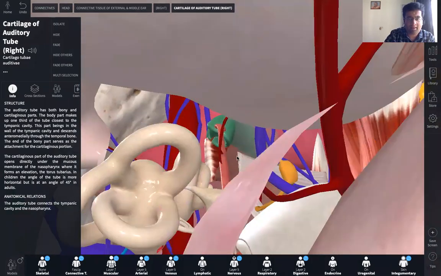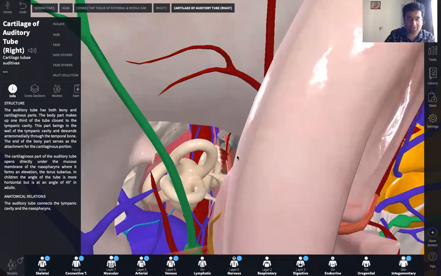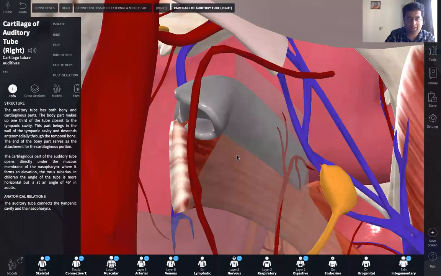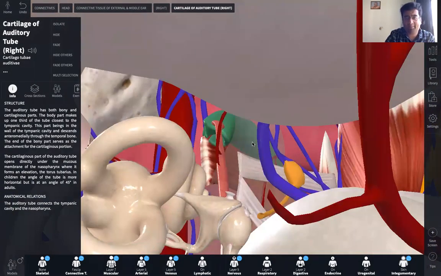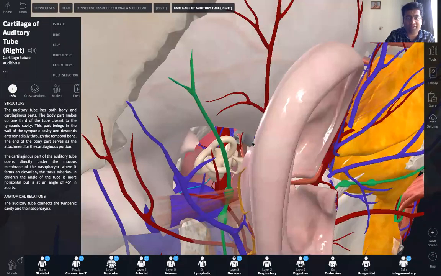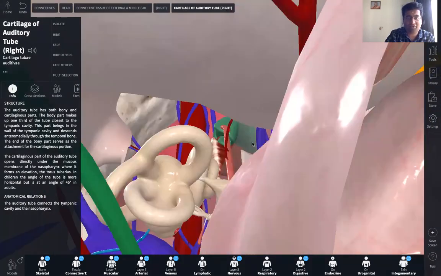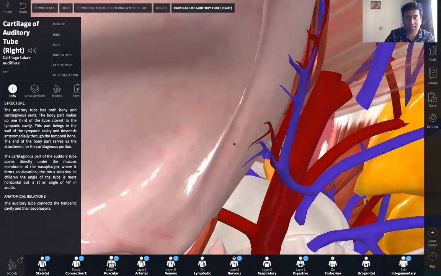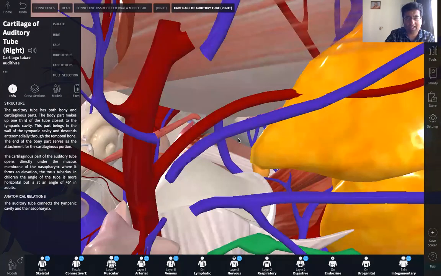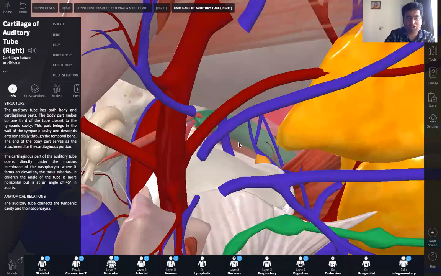Now, as far as this Eustachian tube is concerned, the function of this Eustachian tube is to equalize the air pressure on either side of the eardrum so that it can vibrate freely. I repeat, the function of the Eustachian tube is to equalize the air pressure on either side of the eardrum so that the eardrum can vibrate freely.